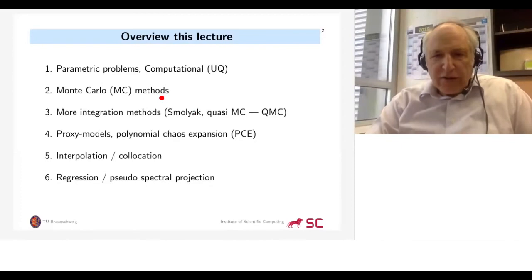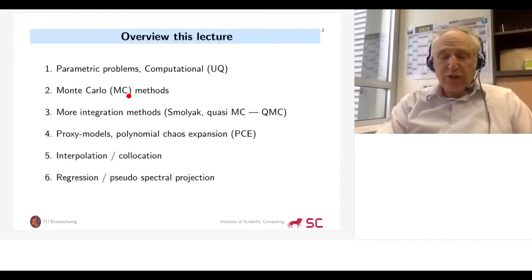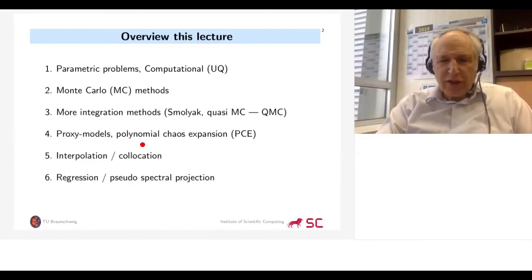Okay. So this is an overview of this lecture. We're going to be talking about Monte Carlo methods. That's a method of computing integrals, actually, it will turn out. We look at other integration methods, quasi-Monte Carlo, Smolyak rules. Then we look at proxy models. I'll explain what this is. That's kind of a model of a model. Some ways of building these proxy models are interpolation, collocation. Another one is regression. So that's the part for this. And this should make you ready for the third lecture. You will understand how to use this practically.